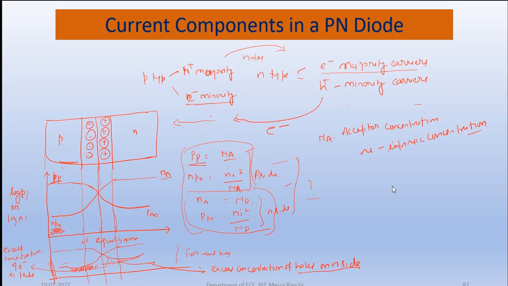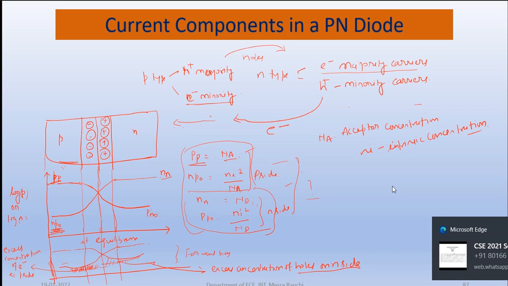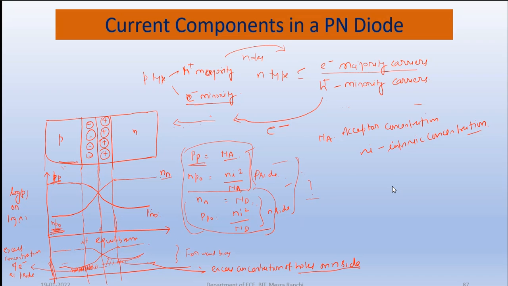So in case of an equilibrium, when there was no bias applied, presently we are considering when there is no bias applied, this is the concentration of holes at this side. So this is larger, this concentration is higher. So from the P side, crossing this depletion region, some of the holes reach the N side. So they are here as minority charge carriers, p n naught. So these are the minority charge carriers.